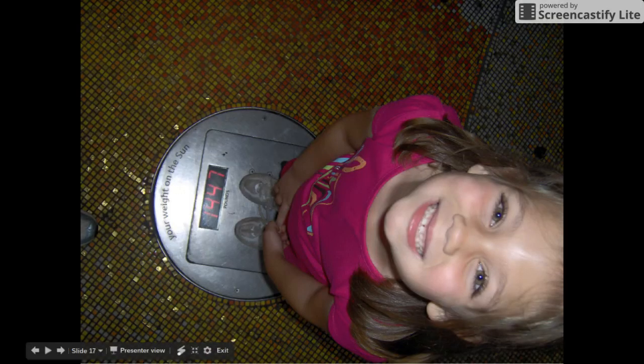Here's a picture of my daughter when she was about half the age she is now. She weighed about 68 pounds this day when I took her to the Natural History Museum in New York City. If that 68-pound person were on the sun, she would weigh 1,447 pounds. But she doesn't look any different. Her mass stayed the same. Her weight is a lot more.